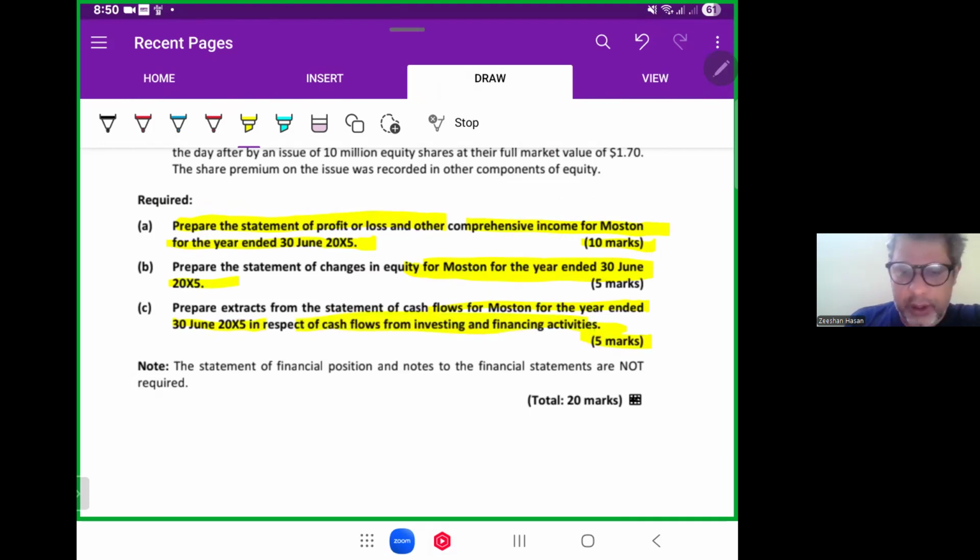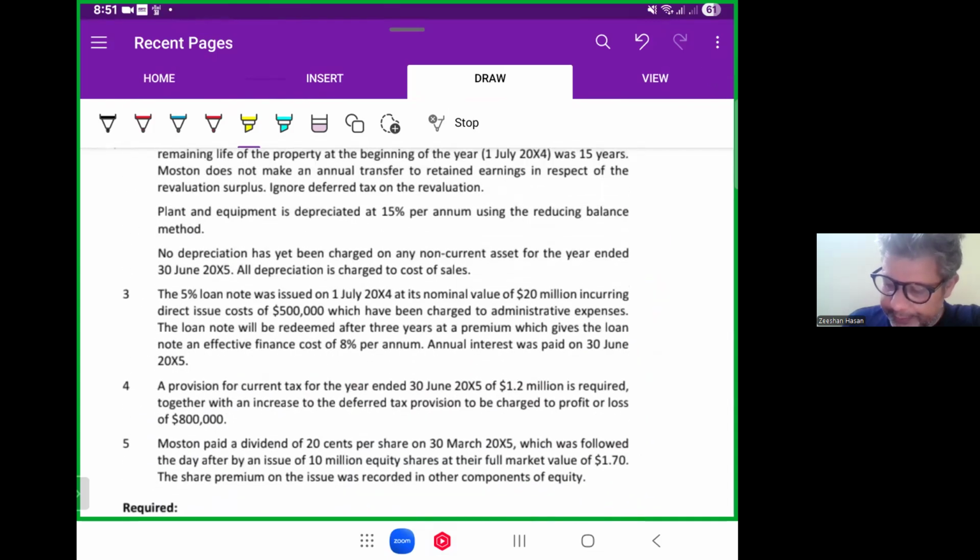Then we have 5 marks. Finally, total marks available are 20. So let us solve it.